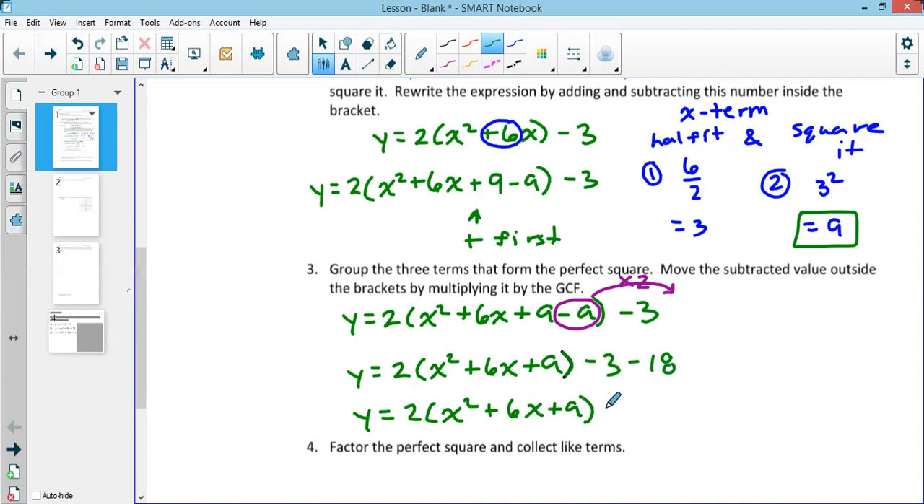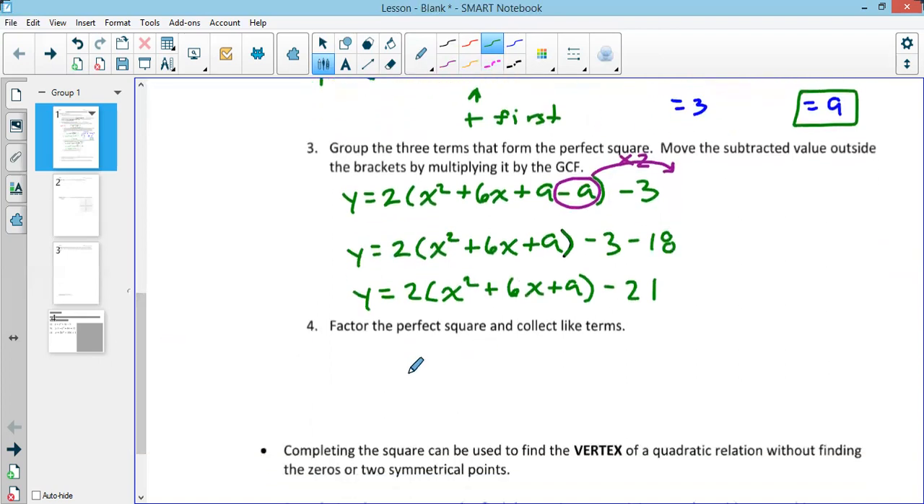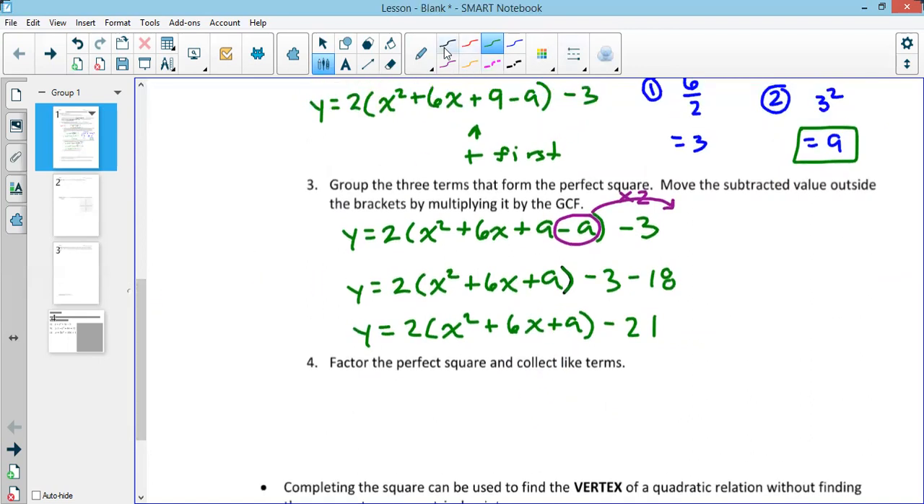Minus 3 minus 18 is a value of minus 21. And the last thing that we can do is find the perfect square and collect these like terms. So what we can do in this case is look back at our step number 1 of this positive 3. To find this perfect square, we use the "half it" value, and in this case, it's that value of positive 3.